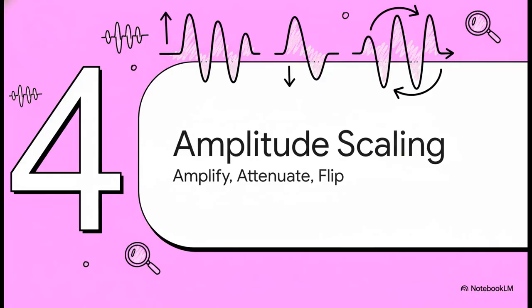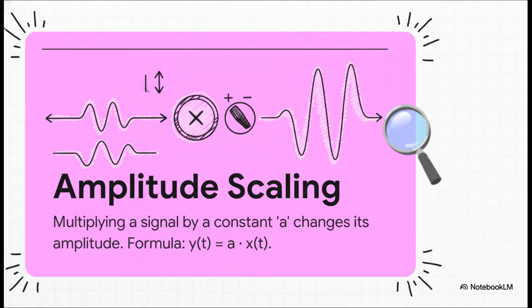Okay, our third and final core operation is amplitude scaling. This one's all about changing a signal's strength, its vertical size, or even flipping it upside down, all without moving it left or right on the time axis. Honestly, this might be the simplest one to visualize. We're just taking our entire signal, x of t, and multiplying every single point on it by some constant number. We'll just call it a. And with this one simple multiplication, we can make a signal louder, quieter, or completely invert it.